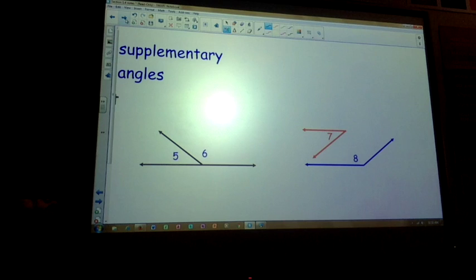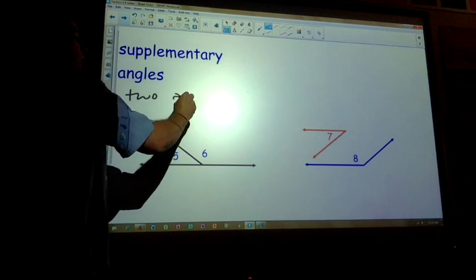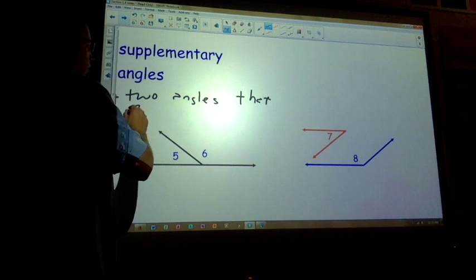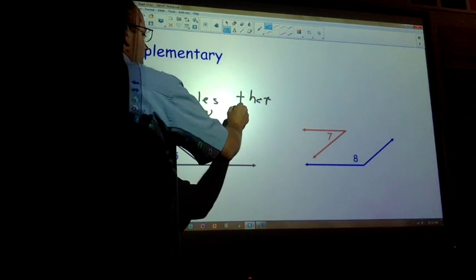Supplementary angles, give it a shot. Two angles that sum up to or add up to 180 degrees.